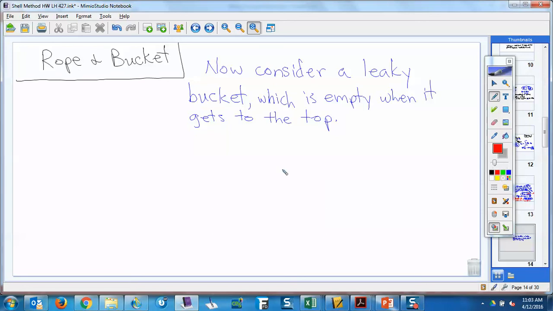So again, bucket plus water plus rope. That's going to be pounds we're talking about. Okay, we want the pounds of those things. Well, the bucket, does that change? No. The rope, we already did. 0.08 times 20 minus x.